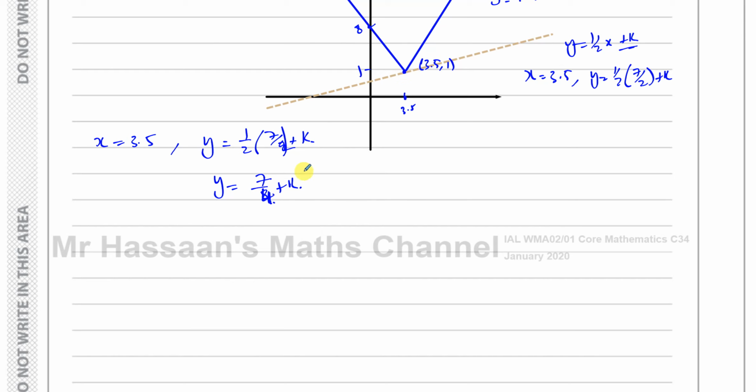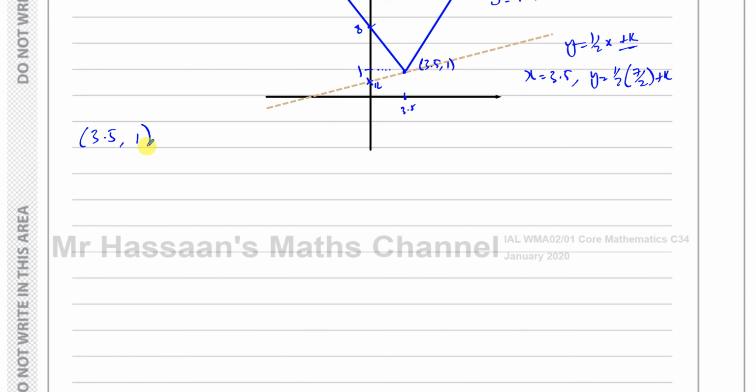What's the value of k such that they will intersect at this point? We want to find the value of k such that y becomes 1. So we're going to replace the y with 1, and that will tell us what value of k is where they intersect. Another way of thinking about this is we want to know when this line goes through the point (3.5, 1).